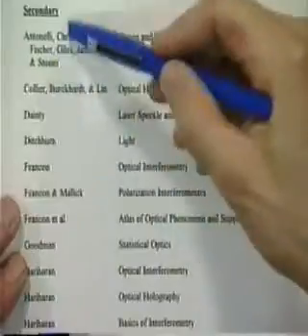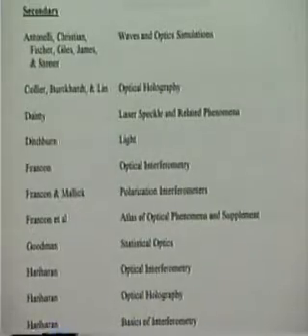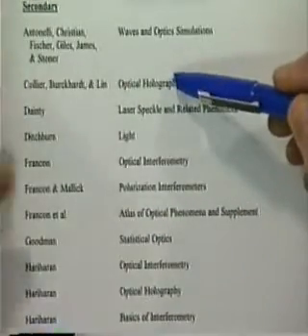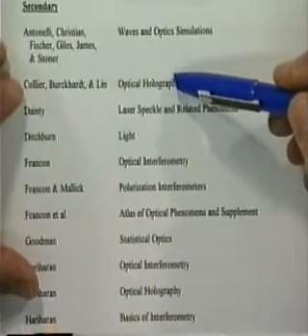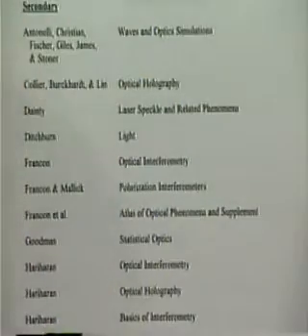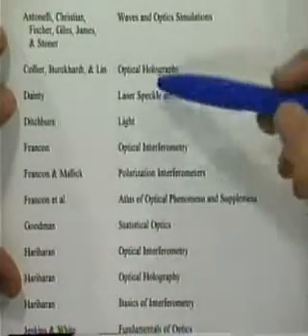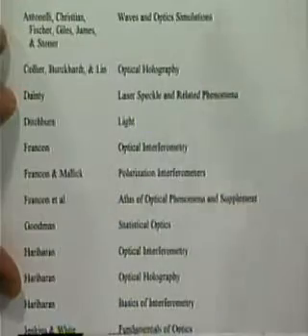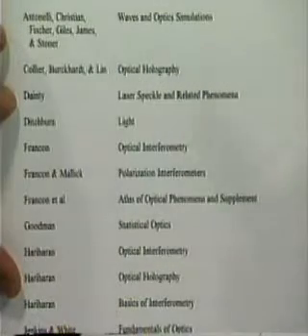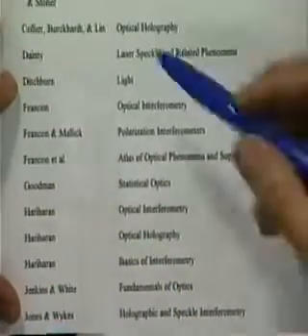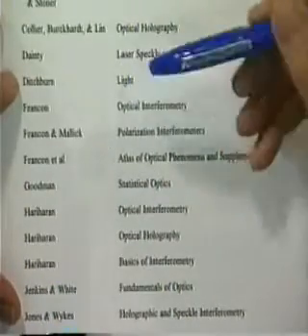Other than the simulations, I wouldn't buy it for the rest of the book, I guess. Optical holography. We talked a little bit about holography, and kind of the best book over the years is Collier, Burkhart, and Lynn. Good book. You don't really need it for this course, but it's an interesting book. Laser speckle. At the end of the course, we talked about laser speckle, and Dainty's book is a pretty good book in that area.